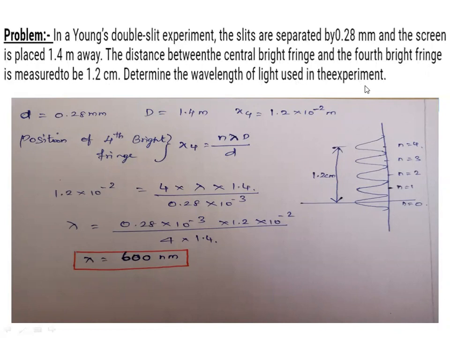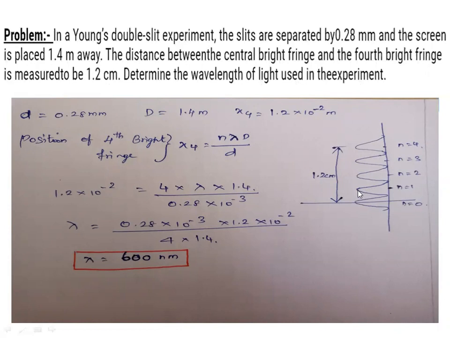Here you should consider that this is the central bright band, n is equal to 0. From here, if you measure where the intensity is maximum, there the bright bands will be created.